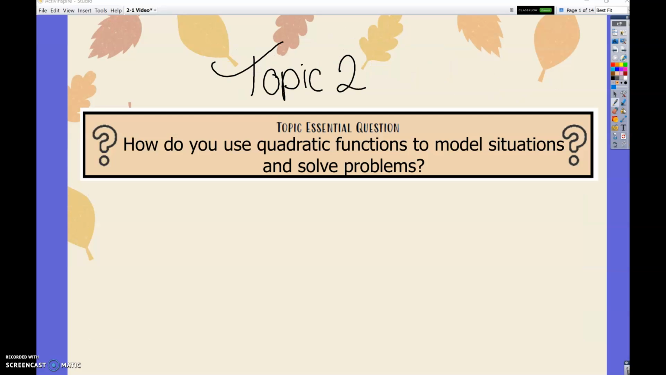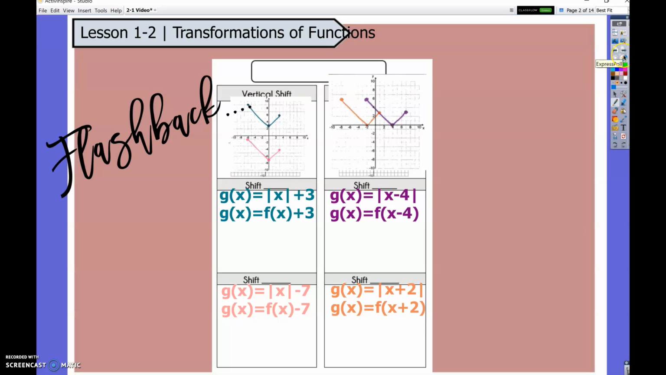With Topic 2, you'll find we'll be dealing with quadratic equations or parabolas the entire time. Their essential question for the entire topic is, how do you use quadratic functions to model situations and solve problems? If we look more specifically into 2.1, we'll notice it starts out by flashing back to what we did in section 1-2. We talked about vertical shifts. That's when the function would move up and down. So if our parent function was the absolute value of x, this plus 3 on the outside moved it up 3, or this minus 7 on the outside moved it down 7. Those were our vertical shifts.